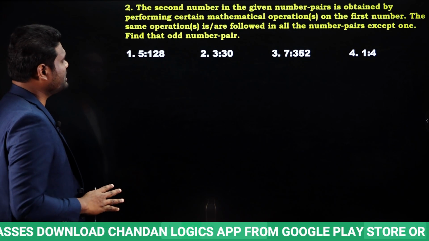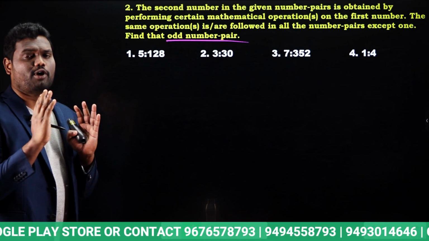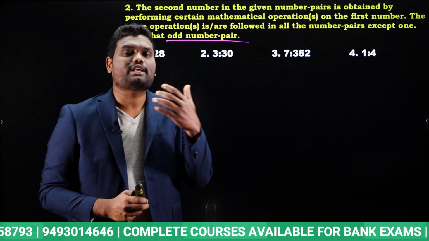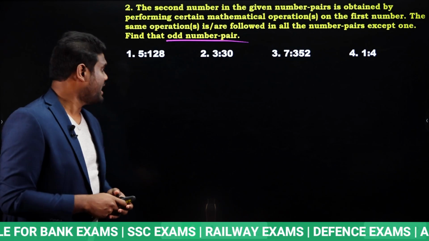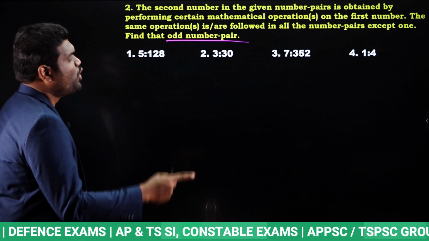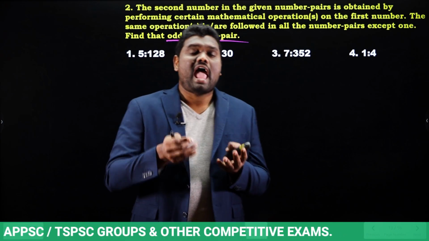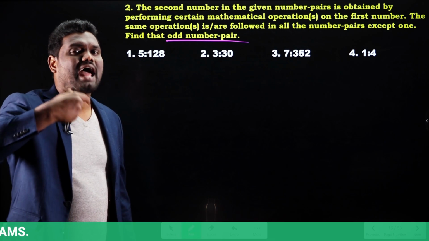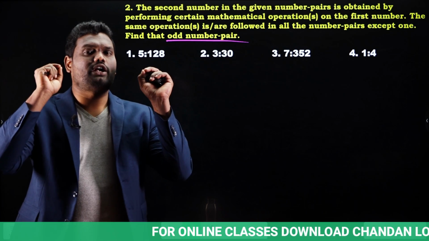Okay. Now look at this question. Here they are asking us to find the odd pair. So here we have 4 options. Out of these 4 options, one option is different and the rest are the same. So we need to find which is odd. Look here: 5, 128; 3, 30; 7, 352; 1, 4. Now out of these 4 options, which is the odd one? I need you also to comment the answer. Make sure that you comment your answer before I say mine. Everyone who is watching this video, make sure that you comment the answer.